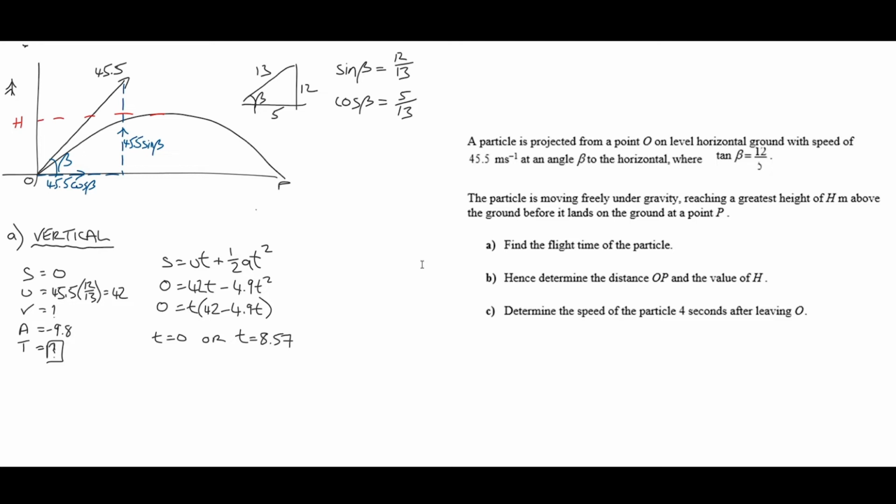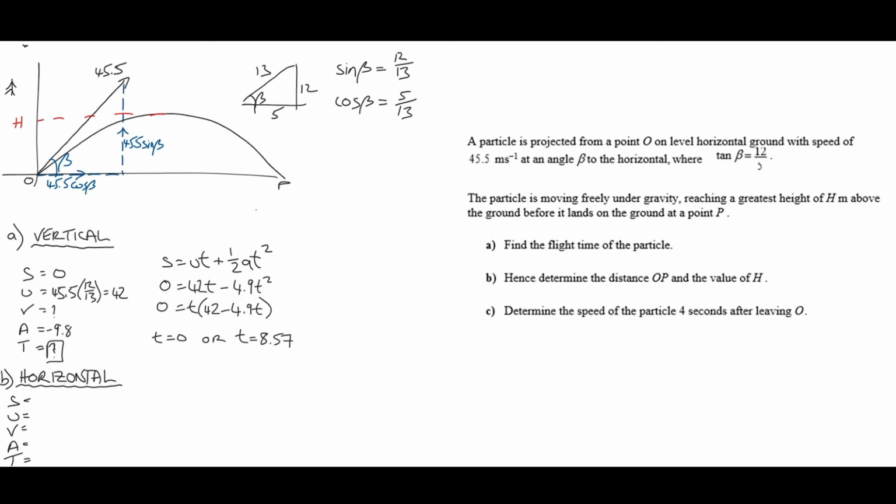In part B, we're asked to use that information to find the distance OP, so the horizontal distance from O to P, and the value of h. Okay, so two slightly different tasks to do. First, let's work horizontally. So we just want to find the horizontal displacement when the time is 8.57. So we're looking for this displacement. We can go ahead and actually just call it OP.